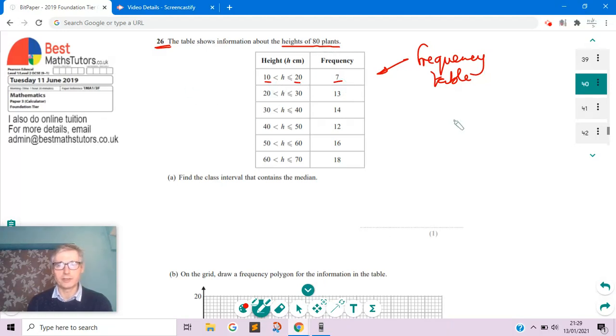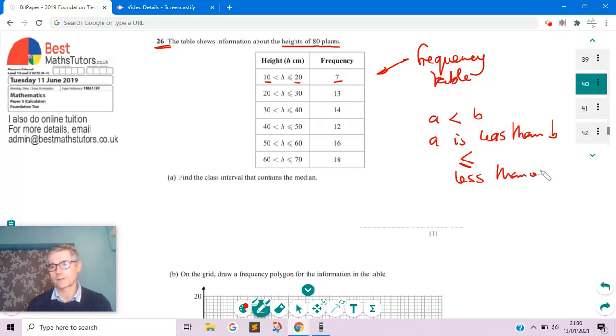And actually these inequality symbols we've got here, that means less than. So whatever we've got here would be like saying A is less than B. And on the other side, that would be less than or equal to. So if we have the little line there, that's less than or equal to. So that's what they mean.